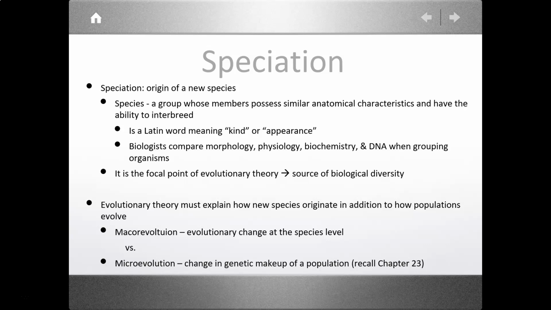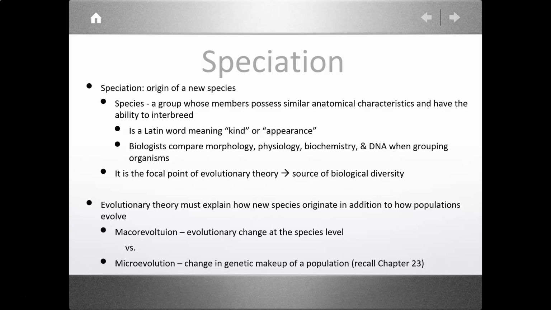Okay, well, we need to back up a step here, though. If we're going to talk about the creation of a new species, we need to have some commonality in defining what a species is. So, species actually comes from the Latin word meaning kind or appearance, and biologists use all sorts of data to define what a species is. But if we were to just take a textbook definition, it's generally defined as a group whose members possess similar anatomical characteristics and have the ability to interbreed.